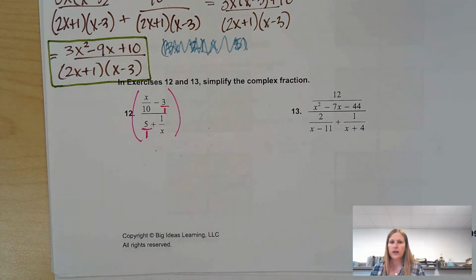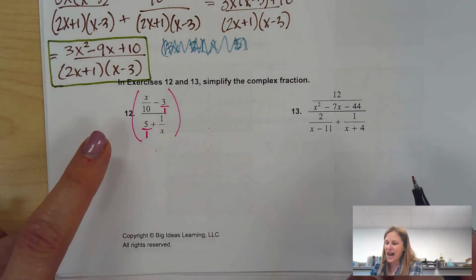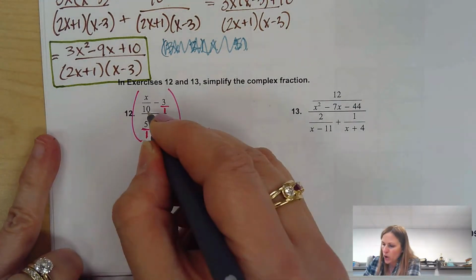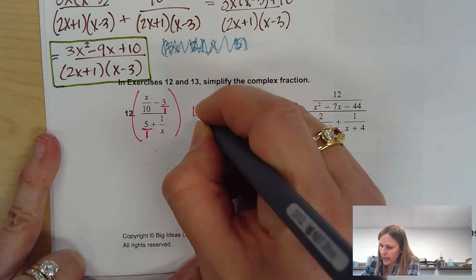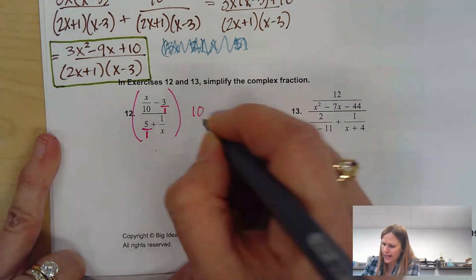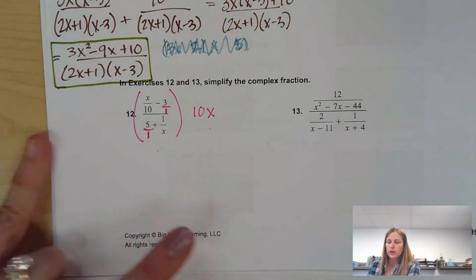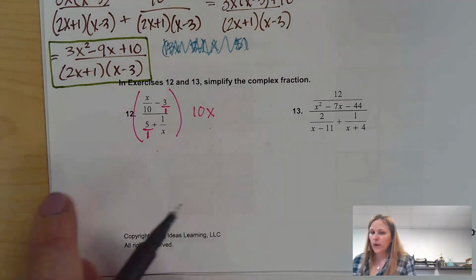So what is my lowest common denominator, or least common multiple? Well, 10 is my only number, so I need to have 10. And then x is my only variable, so I need to have x. So what I'm going to do here is I'm going to scale up.